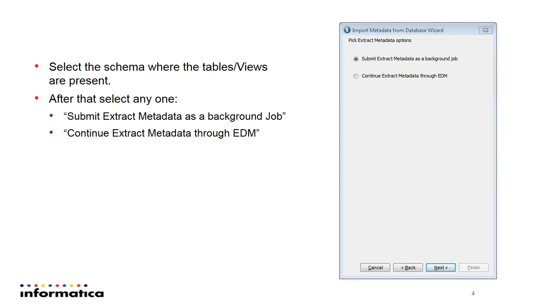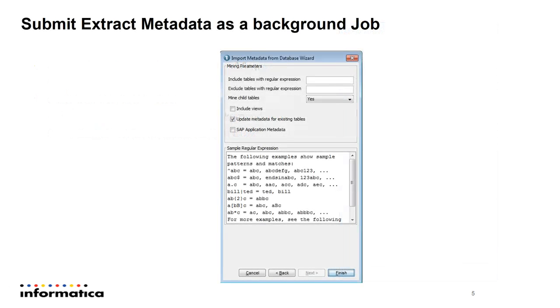Once we click on the schema name, it will ask us two options. First, we can submit this extract metadata job as a background job, or we can extract metadata through EDM. So first, suppose we select submit extract metadata as a background job. Once we click on that, this window will appear.